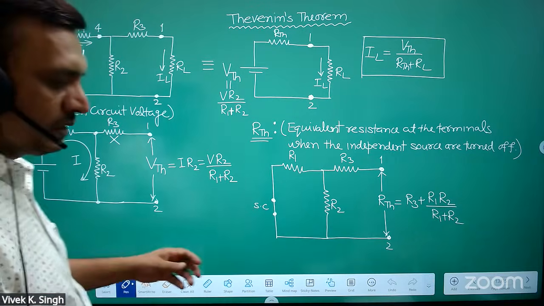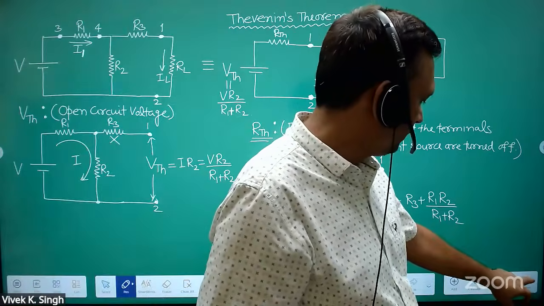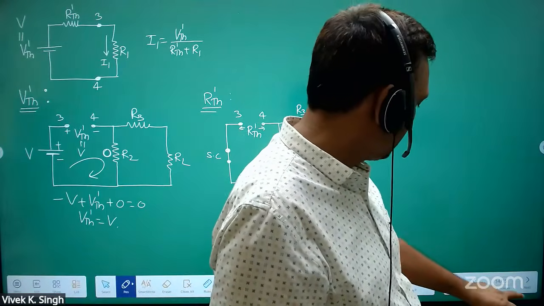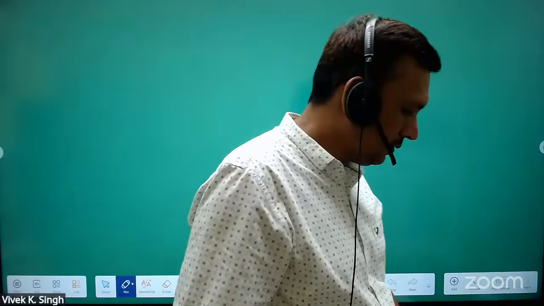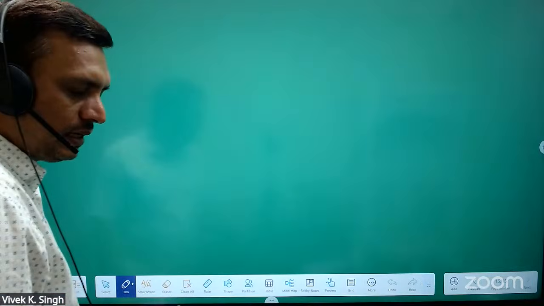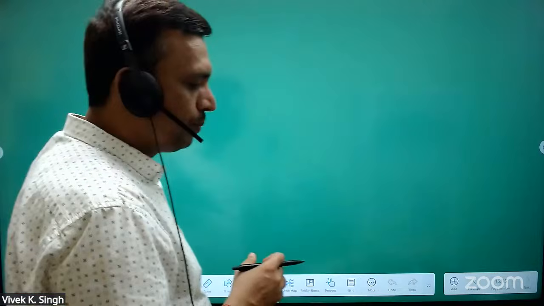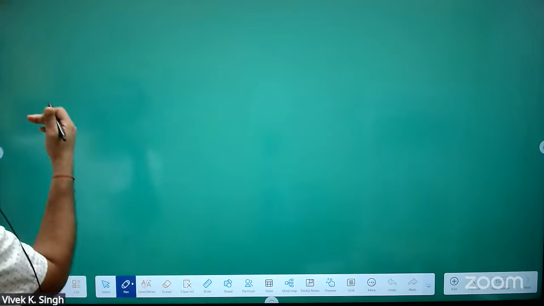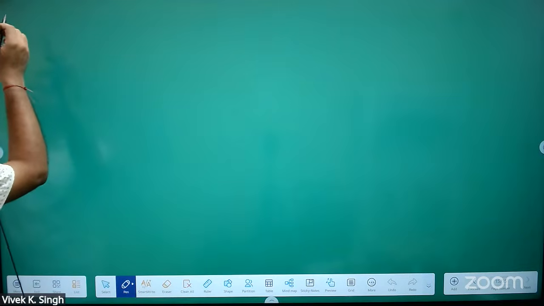So now we will take some examples. This I have already discussed. Now take an example. I am taking the same two loop network that we have discussed in KVL, KCL, and also in superposition. When you have more than one source, that case was the superposition. Now take the example.